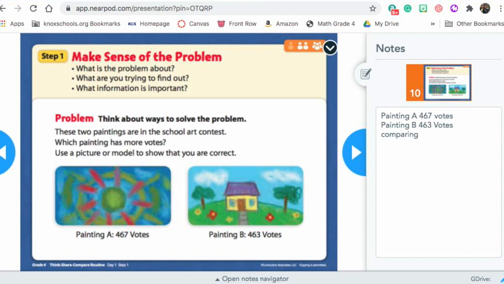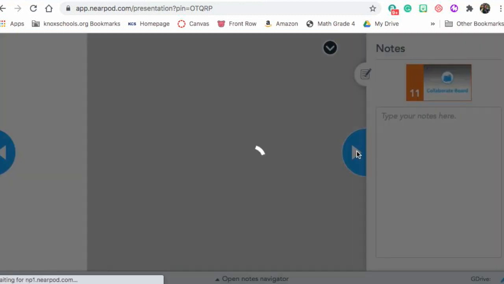But there's something else that I've noticed when I'm reading here. It says use a picture or model to show that I'm correct. I can't just say which one is greater. I have to show that I'm correct by using a picture or model. So that's very important that I have to use a picture or model. I'm going to make sure that I pay attention to that. Okay, I'm ready to move on now.